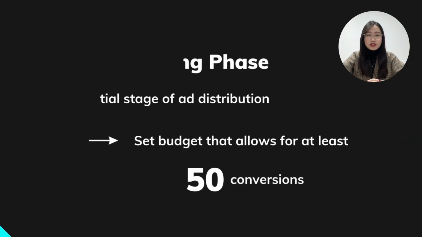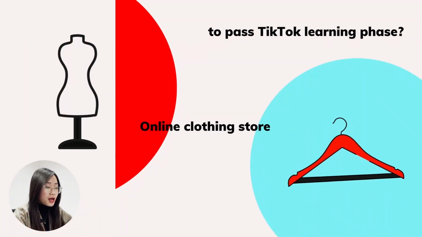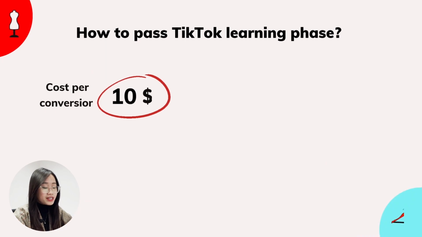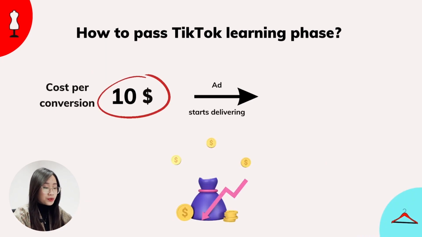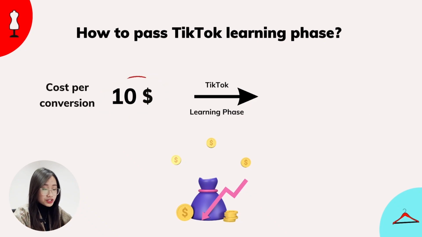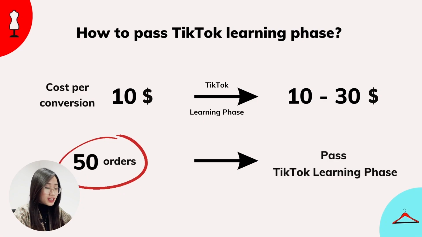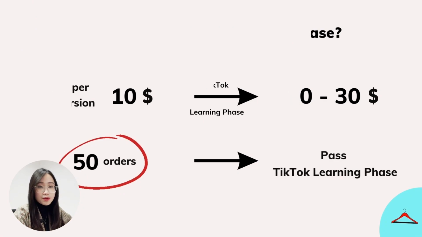For example, you want to promote your online clothing store by setting your cost per conversion bid at $10. As your ad starts delivering, it enters right away into the learning phase. TikTok ads will discover who is most likely to click on the ad and buy your products. During this phase, your cost per conversion might fluctuate from $10 to $30 as users start to buy your items. When you receive 50 orders, your ad passes the learning phase and your cost per conversion becomes more stable.